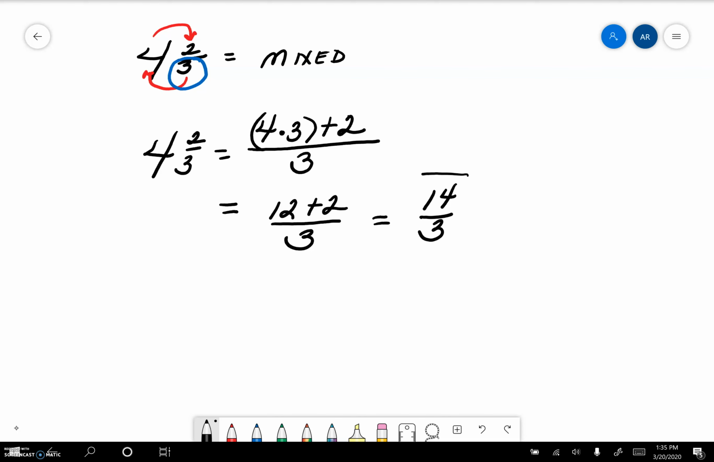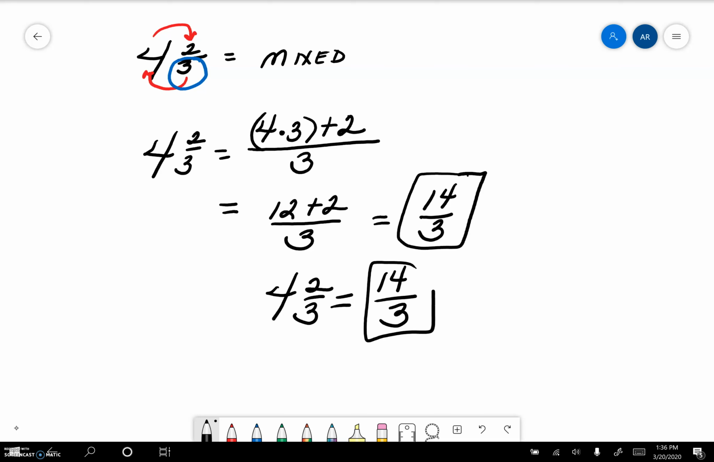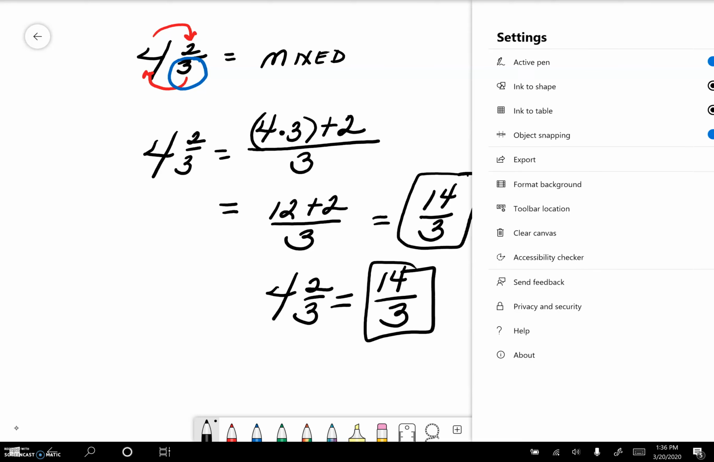Now we just converted that to a mixed number. So the answer for 4 2/3 converted to a mixed number is 14 over 3. And there's our answer. Okay, so moving on to the next one.